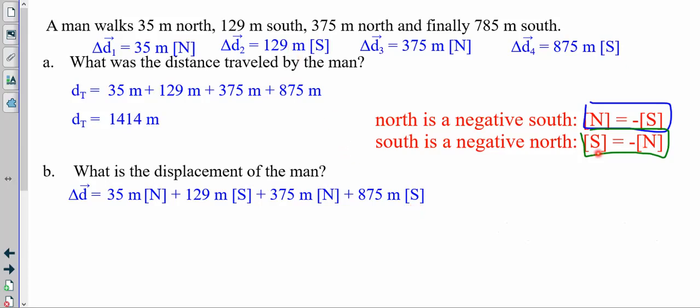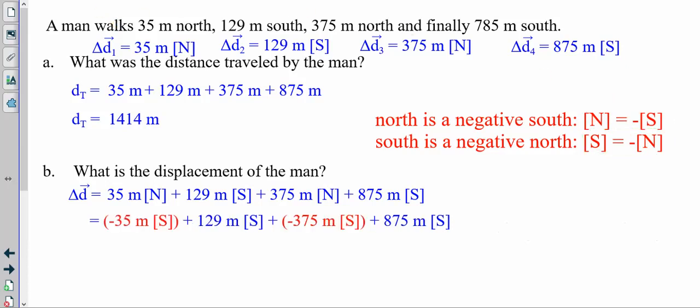Therefore, north is going to be negative. So anytime I see a north, I'm going to call it negative south. Moving forward with that, since north is going to be a negative south, that changes my 35 meters north to a negative 35 meters south. It's going to change my 375 meters north to a negative 375 meters south. Then I can just add these positive and negative numbers together, and if I do that, I should get 594 meters to the south.